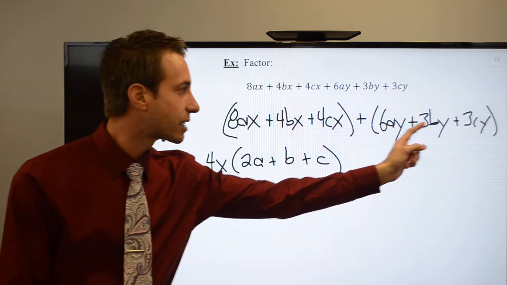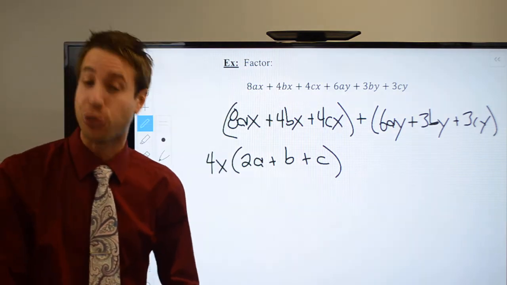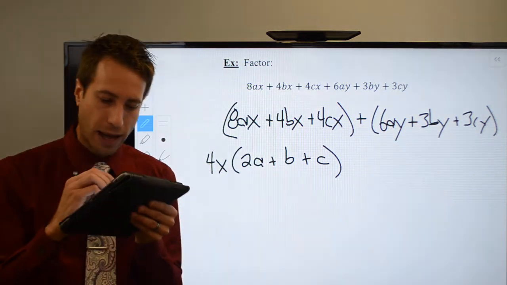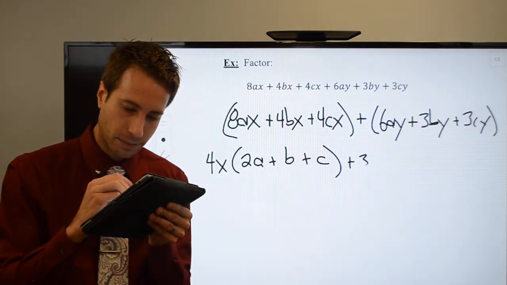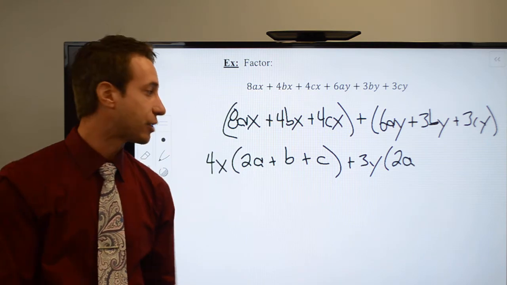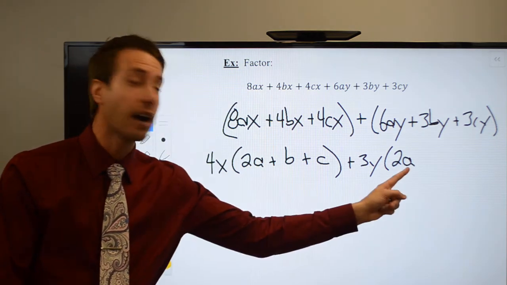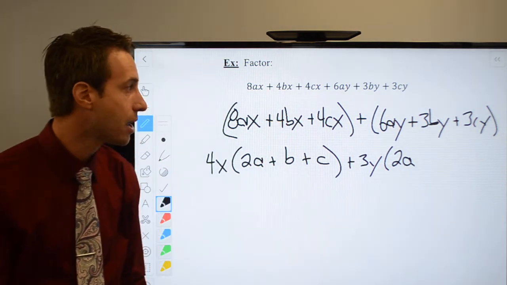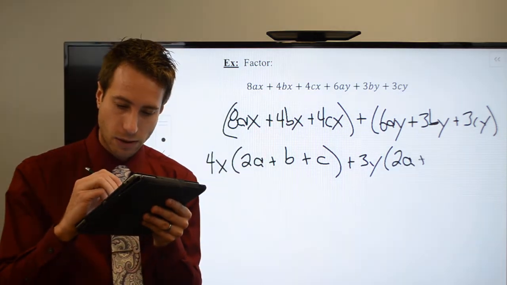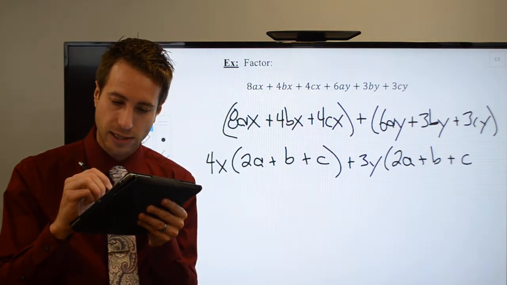On the other side, 6, 3, and 3, well, I can pull a 3 out of all of those constants, and everybody's got a y, so pull out a 3y. That's going to leave me with a 2a. Hey, look at that. So far, so good. I had a 2a here, I need a 2a here, and I've got it. Pull out a 3y. That leaves me with just a b. Awesome. And leaves me with just a c.